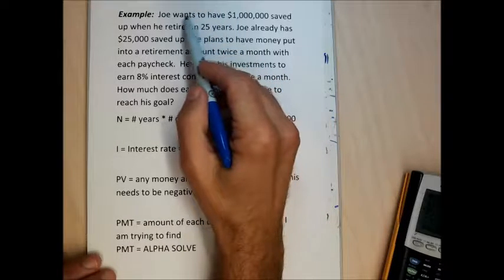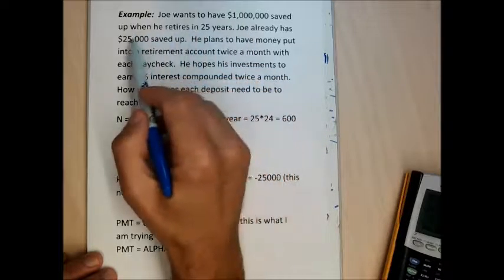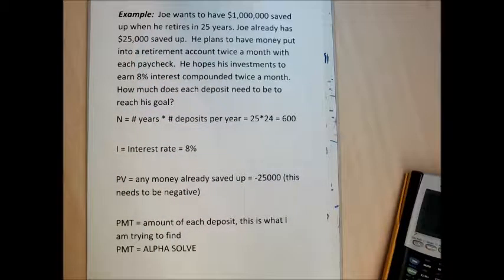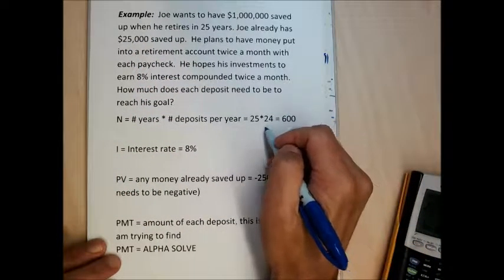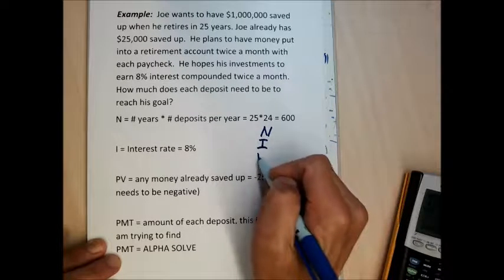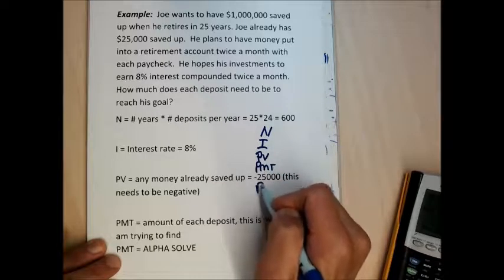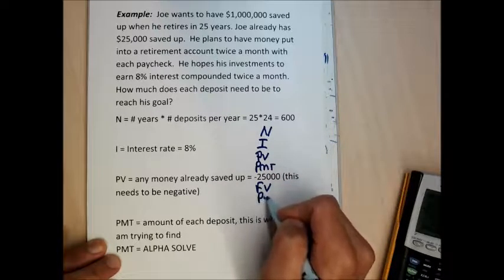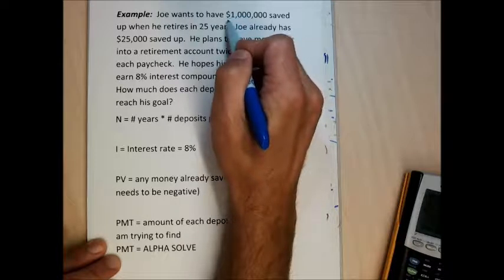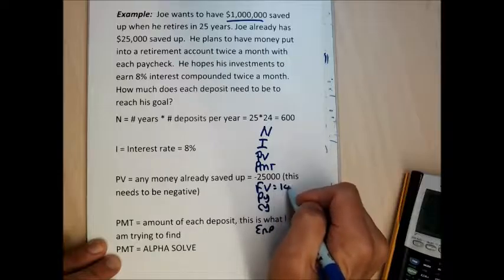So, example: Joe wants to have $1 million saved up when he retires in 25 years. Joe already has $25,000 saved up. Oh, there's so many numbers. Let me get them in my list of numbers here. First number, Joe wants to have $1 million saved up in 25 years. That's going to be the future value.